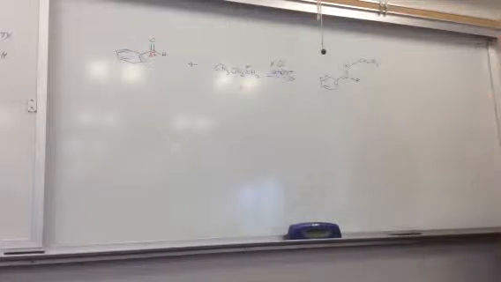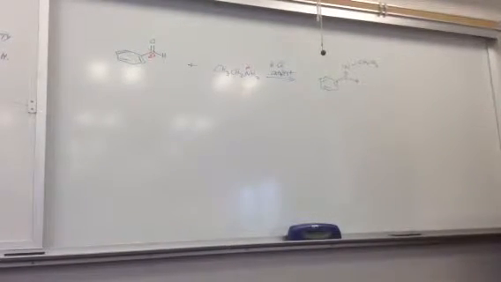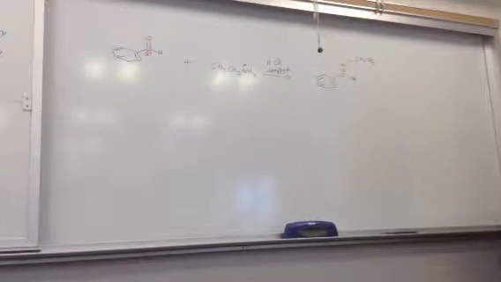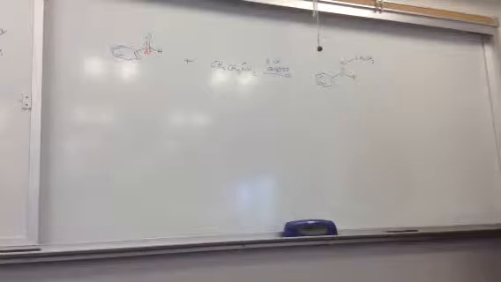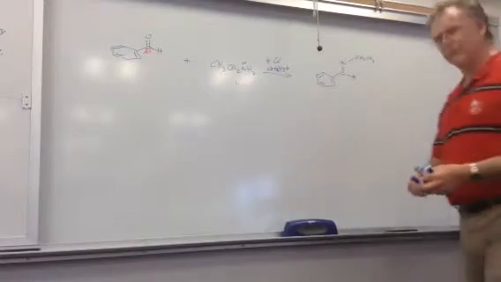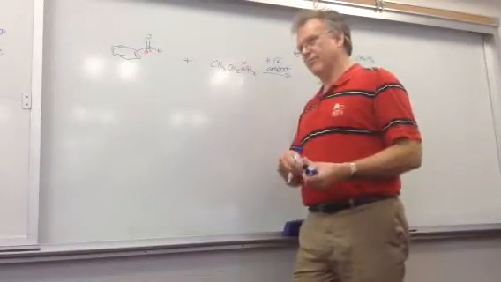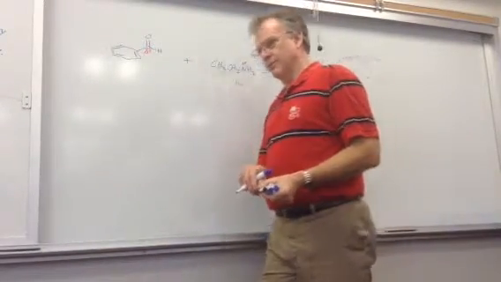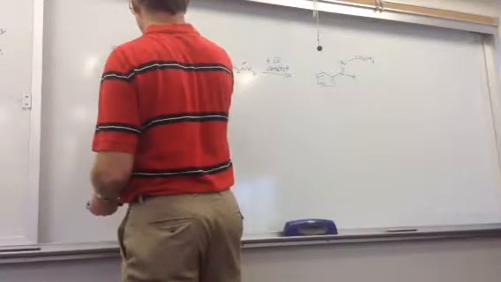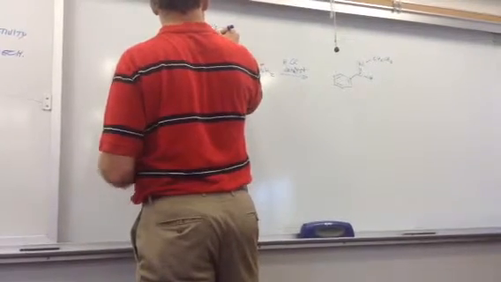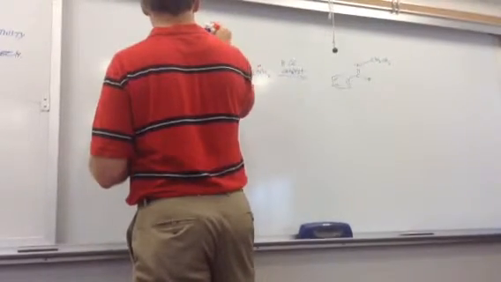Anybody have an idea how we might start this mechanism? There's a partial credit start point, and then there's a full credit start point. Let's see which one you grab. What's that? Protonation. Protonation, that's the full credit answer. Protonation of what with what? The oxygen with the hydrogen. Good. So lone pairs on the aldehyde, HCl. We protonate the carbonyl group.